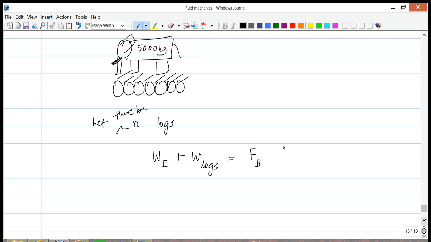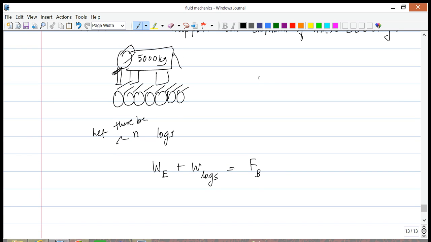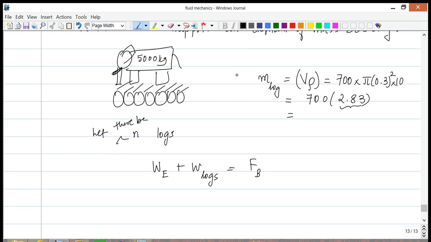Now if there are n logs, then we can figure out the mass of n logs. Before we proceed, on the side here, I'm going to do a quick calculation of the mass of each log. So the mass of the log is nothing but the volume of the log times the density of the log. This happens to be 700 times pi times 0.3 squared times h, which is 10. So this gives me the mass of each log. It's going to be 700 times 2.83, which is the volume of the log, and this will be a useful number that will keep coming up, so it's good to keep that aside. So we get 1981 kg for the mass of the log.